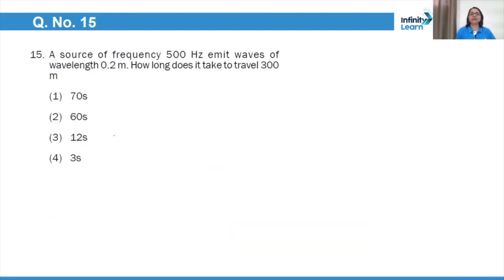Next is question number 15. A source of frequency 500 Hz emits waves of wavelength 0.2 meter. How long does it take to travel 300 meter?